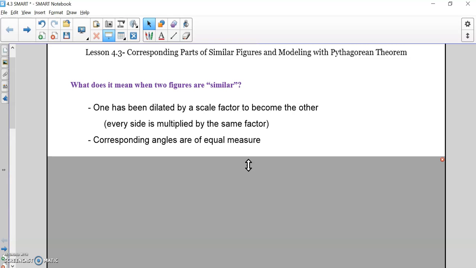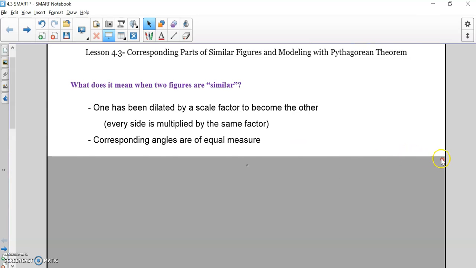Okay, multiplying the same number on every side keeps the proportions, and that's also the reason that corresponding angles also stay the same. Okay, similar figures always will have the same exact angle measures, and again, this fully is because of the fact that every side was multiplied by the same factor. It's all a big proportional thing.